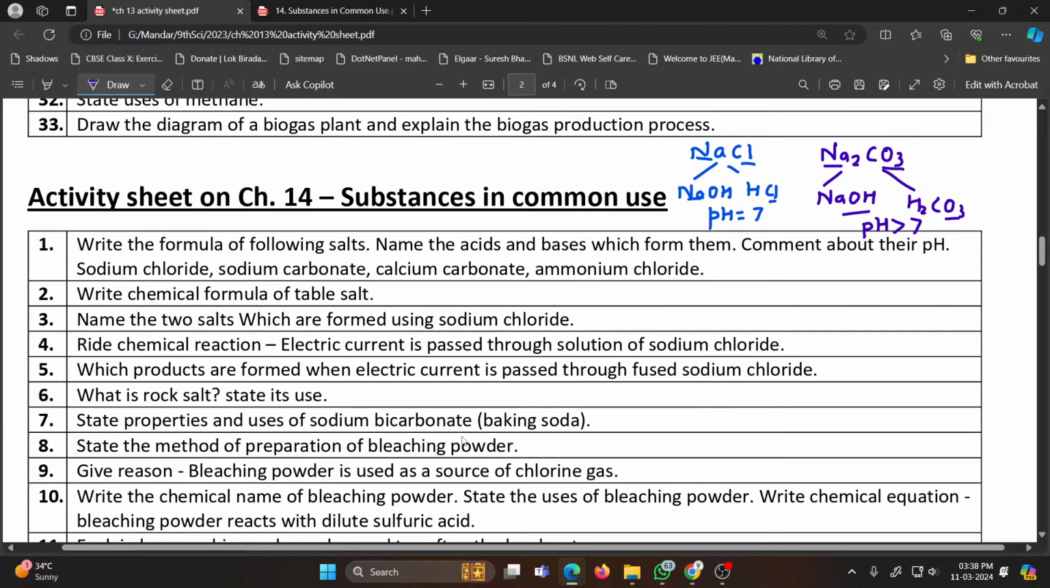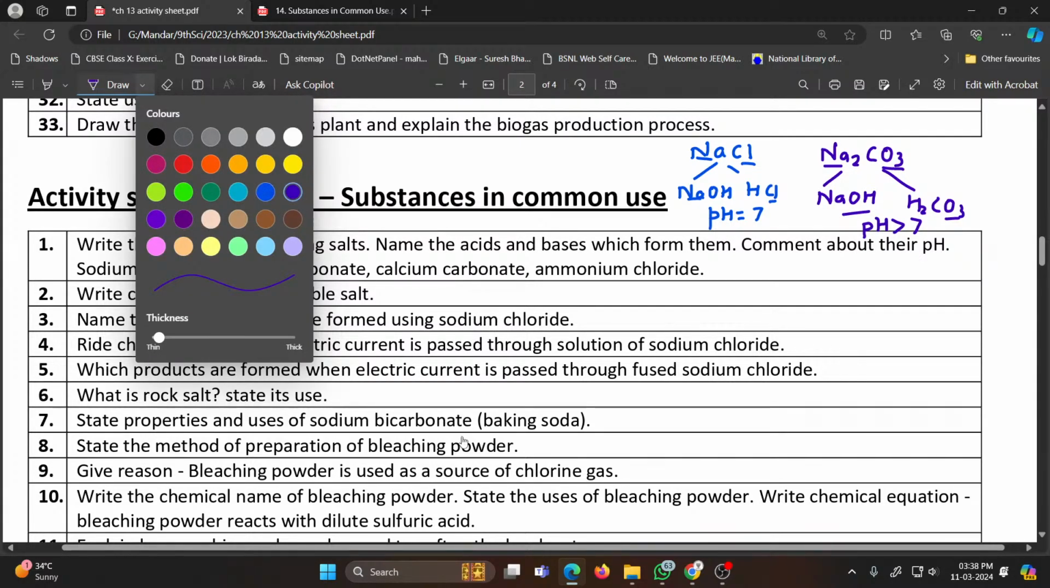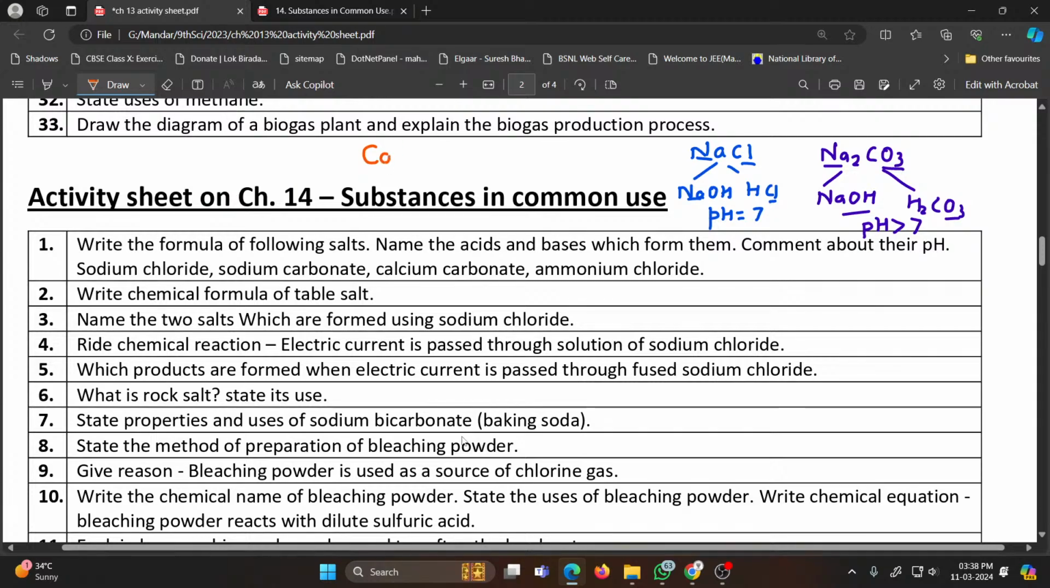Then the next one, the salt is calcium carbonate. The formula is CaCO3. Again, it is derived from a strong base calcium hydroxide, weak acid carbonic acid, and again it's a basic salt, pH is greater than 7.